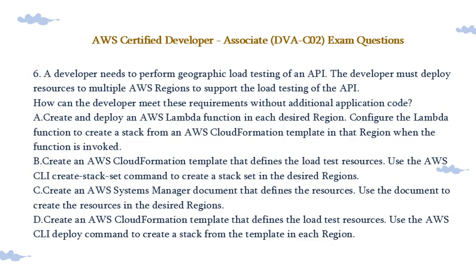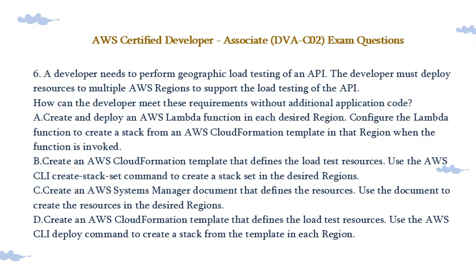6. A developer needs to perform geographic load testing of an API. The developer must deploy resources to multiple AWS regions to support the load testing of the API. How can the developer meet these requirements without additional application code?